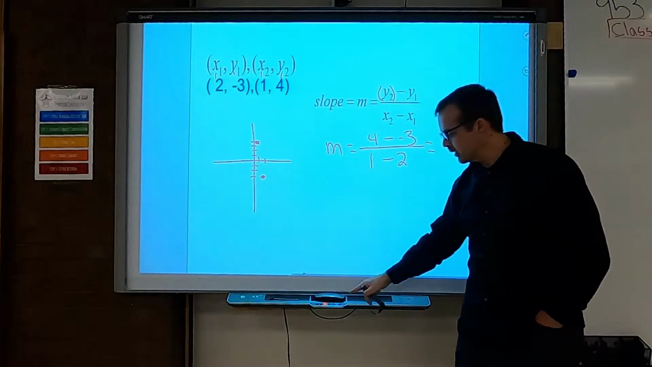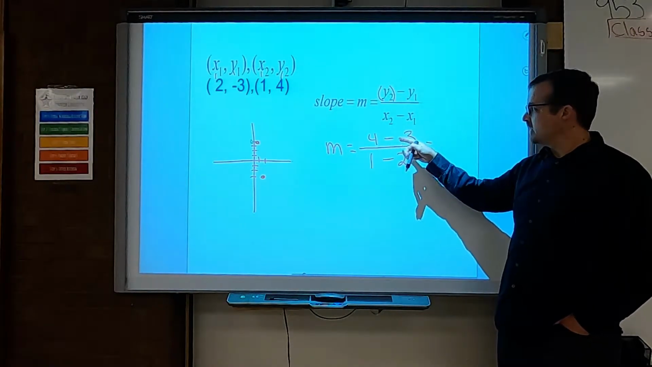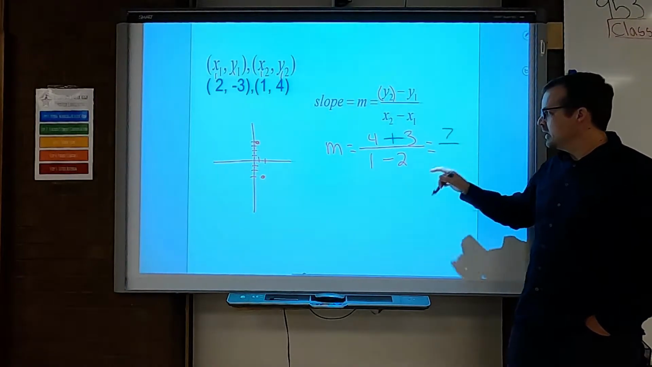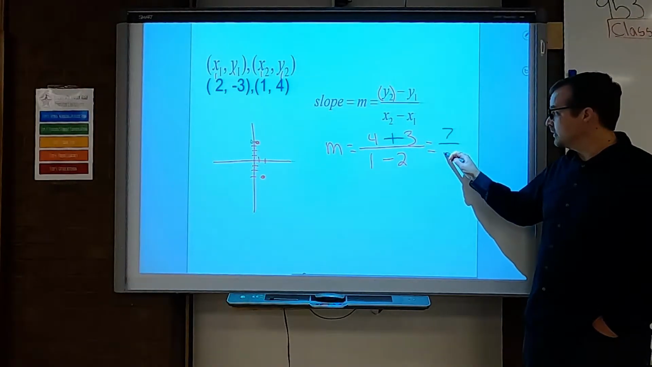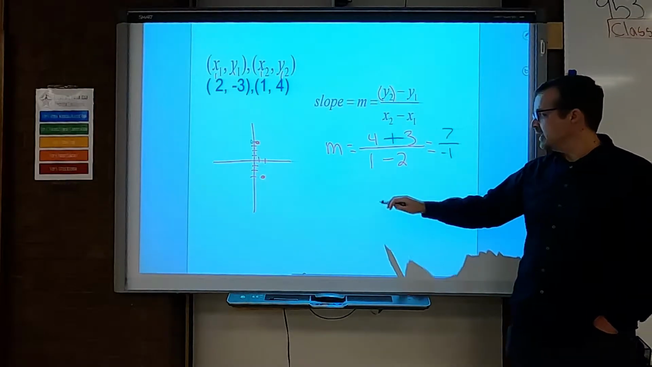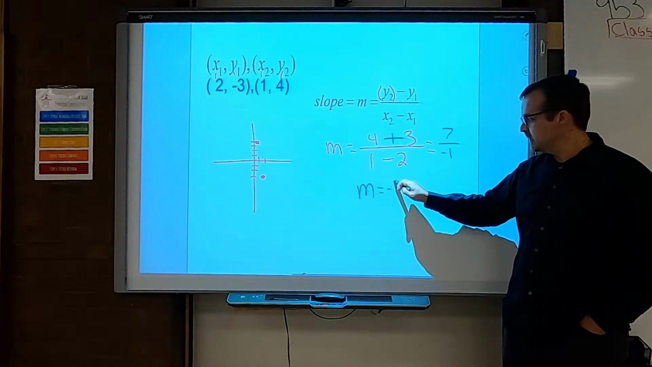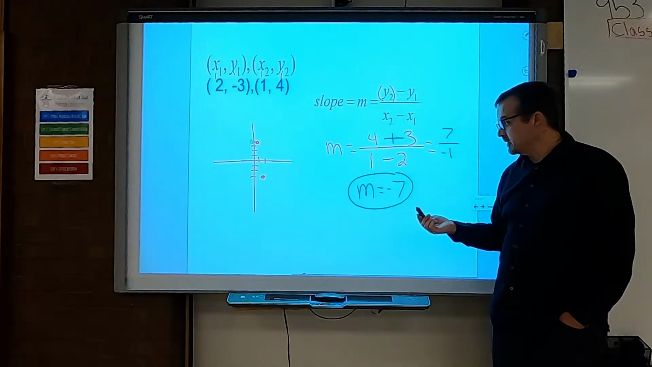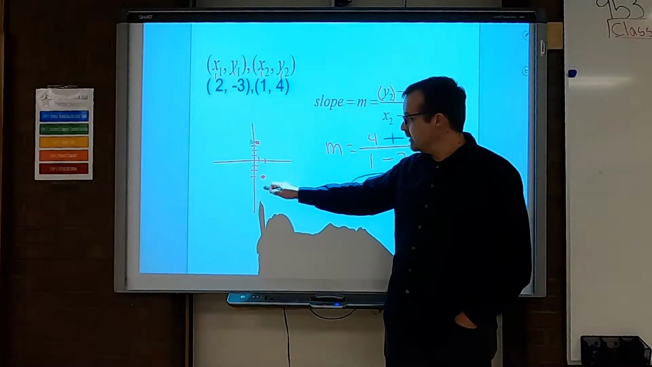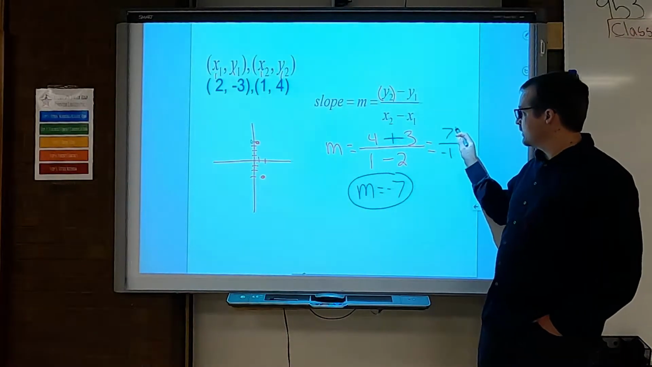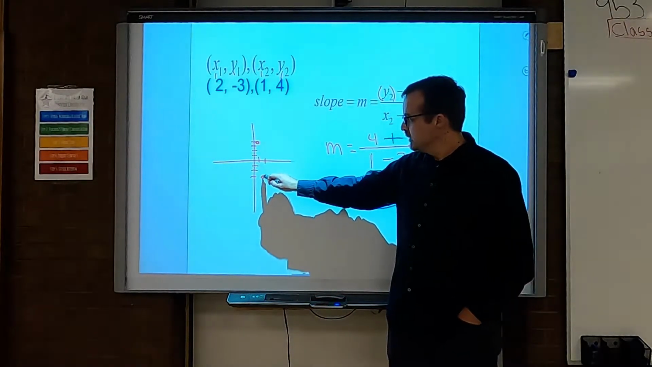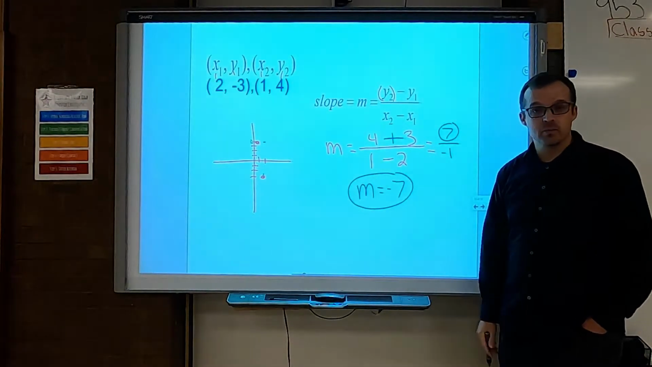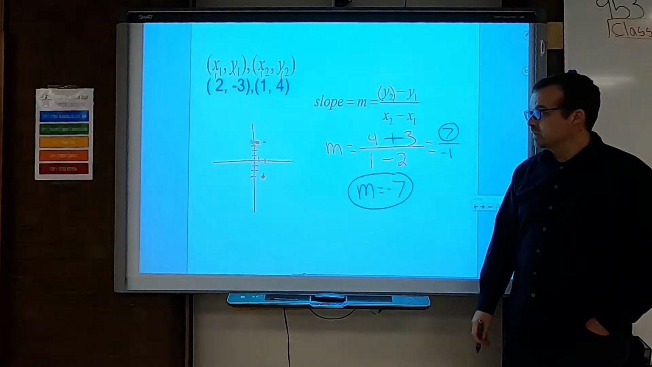So let's kind of work on this a little bit. I know that minus a negative is just going to turn into a positive, and 4 plus 3 is 7. And then 1 minus 2 is a negative 1. And 7 divided by a negative 1 is a negative 7. So my slope would be negative 7. And that's it. That's what my slope would be. In other words, on my graph, this would be rise over run if I took a look at that. I'd have to rise 7, so it would go up 7 and then to the left 1 to get to my other point. And that looks pretty good on the graph too.